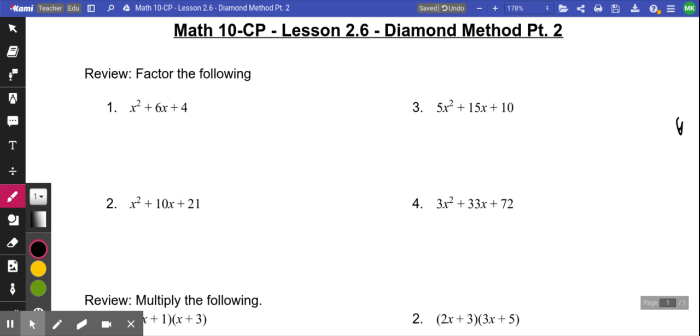How sweet is that? Today should be decently quick because we're just going to do the diamond method again, which is the same thing we did yesterday. It is going to be a touch harder today, but we'll review how that looks.